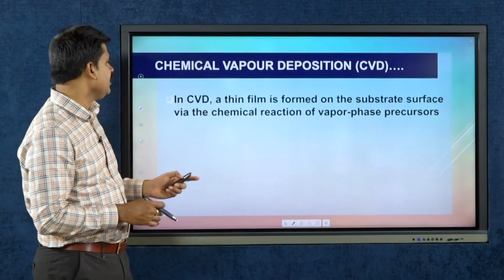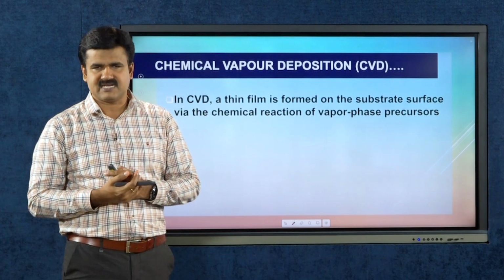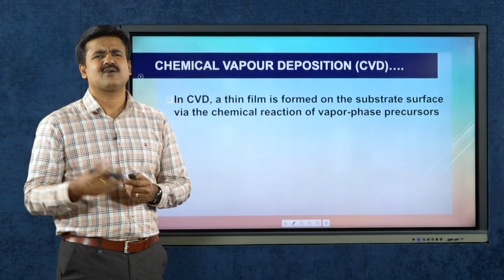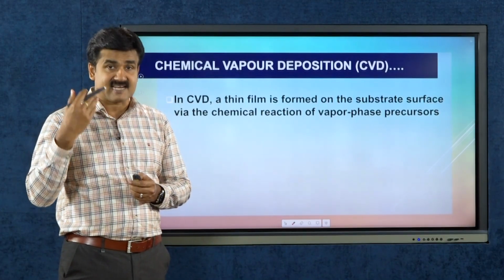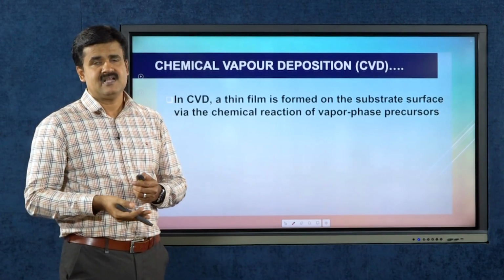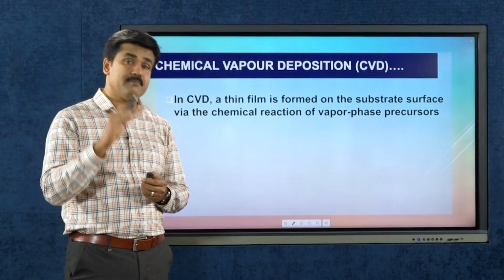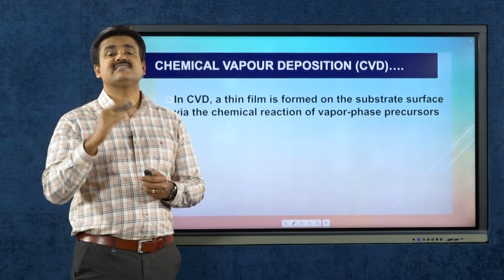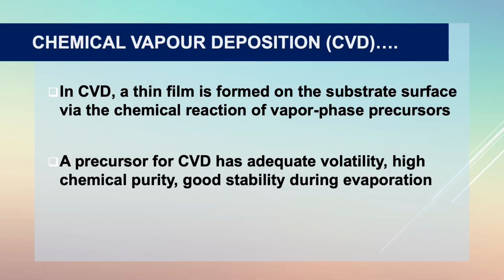Now, in CVD, a thin film is formed on the substrate surface or a catalyst surface via chemical reaction of vapor phase precursors. That is, if you are using titanium tetrachloride, this is a volatile precursor. It undergoes a vapor phase reaction, that is, a chemical reaction in the vapor phase, and that reaction generates titanium nanoparticles that may deposit in the form of a layer on the surface of a substrate or a catalyst. A precursor for CVD, chemical vapor deposition, has adequate volatility.